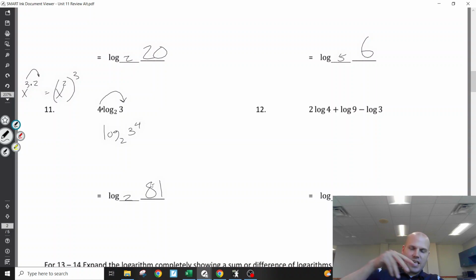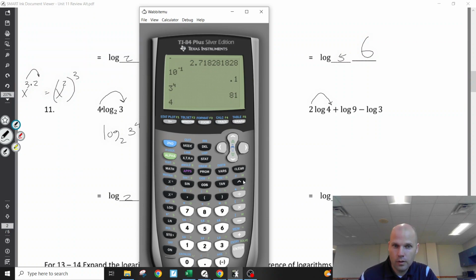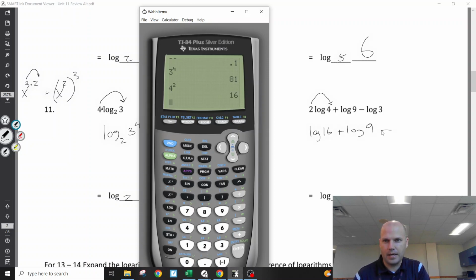Now I don't care what that's equal to. I want to simplify using the log properties. Now you got a bunch of different things going on at the same time. Well, let's just go one at a time. Let's work with this 2. Now it's 4 squared. And I get 16. So this is log 16 plus log 9 minus log 3.